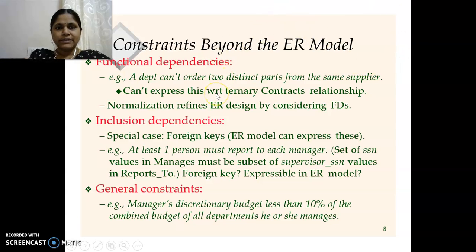What is the functional dependency? We have normalization in database management system, which means that certain rules should be followed while designing the database. In this example, a department cannot order two distinct parts from the same supplier. This cannot be expressed by means of the ternary relationship. Therefore, normalization should be done by taking into consideration the functional dependencies. So the functional dependencies we will be looking into in the fourth chapter in database management system.